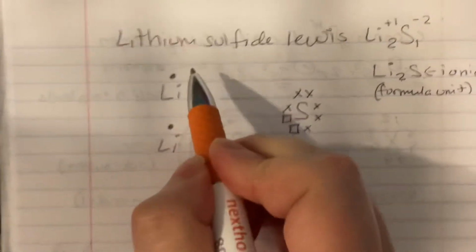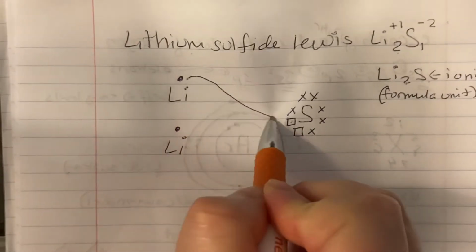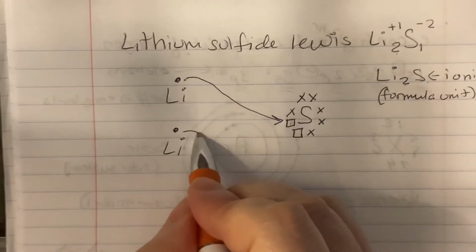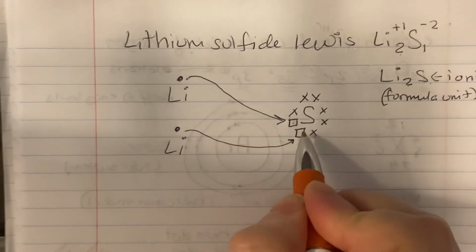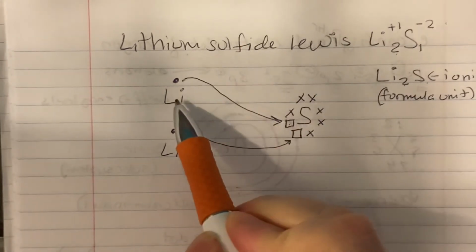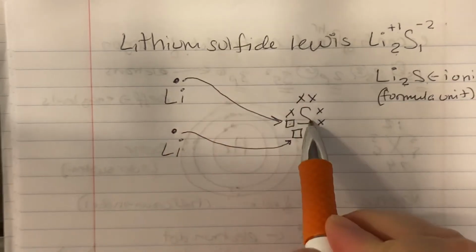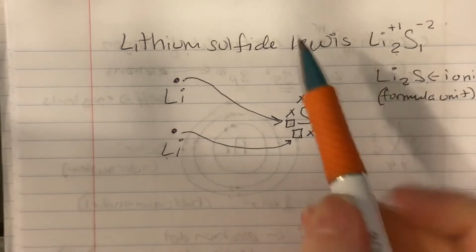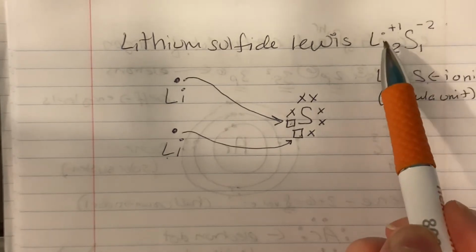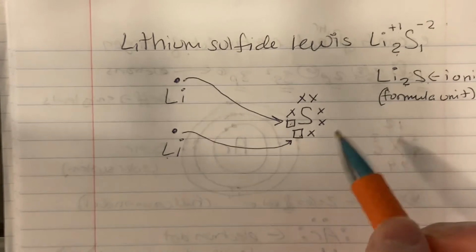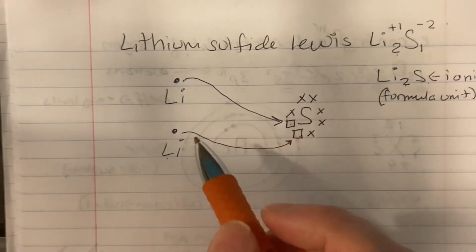But now we're going to physically show that by drawing an arrow showing that this 1 electron from lithium is going to go there, and this 1 electron from lithium is going to go there. So this is showing the process of lithium gives 1 electron to sulfur. This lithium gives 1 electron to sulfur. And that's why we need 2 atoms of lithium for every 1 atom of sulfur. So that's the process. That's part A.